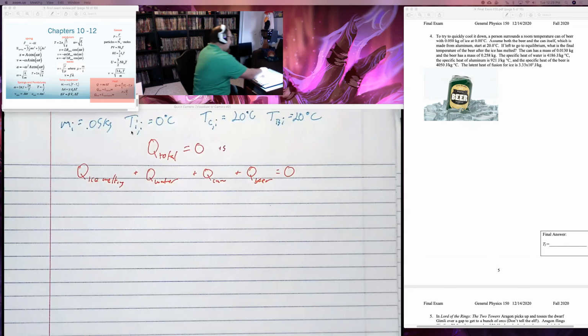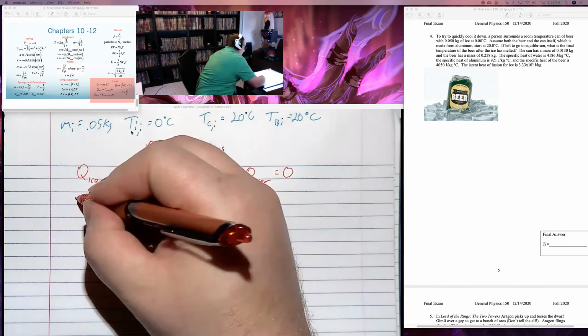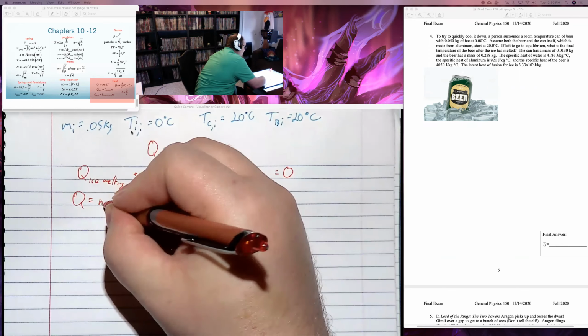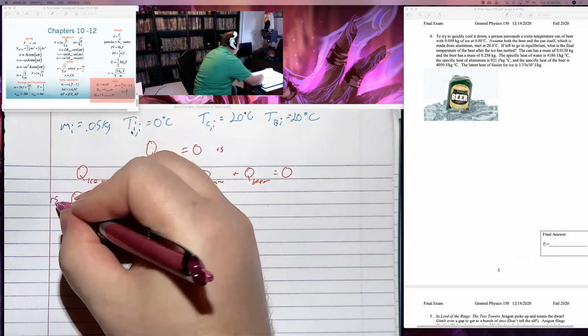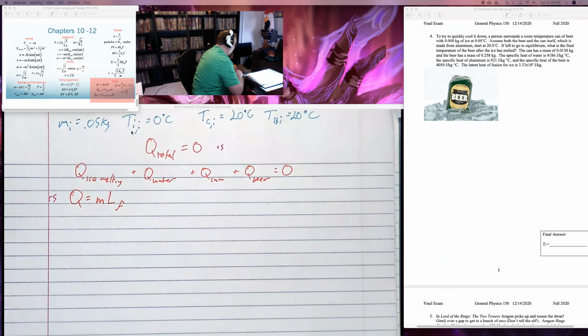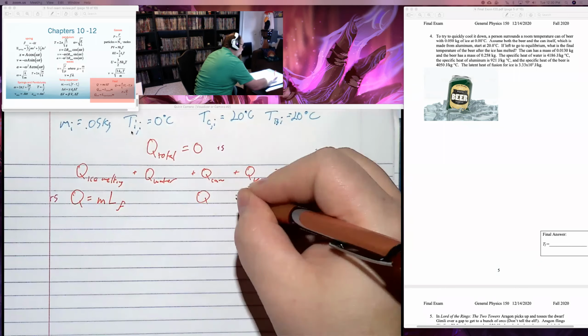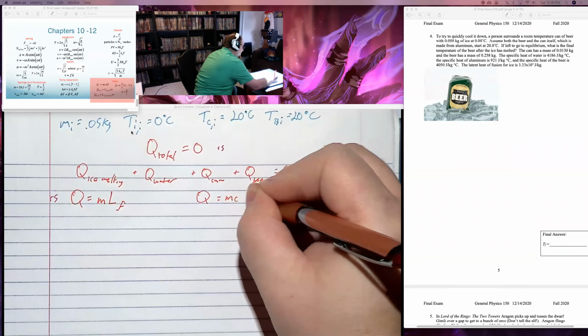But for the ice melting, that involves melting. Anytime something melts, we say it has an amount of energy equal to mass times the latent heat of fusion. The other 3 involve temperature changes. When you have temperature changes, Q is m c delta T.